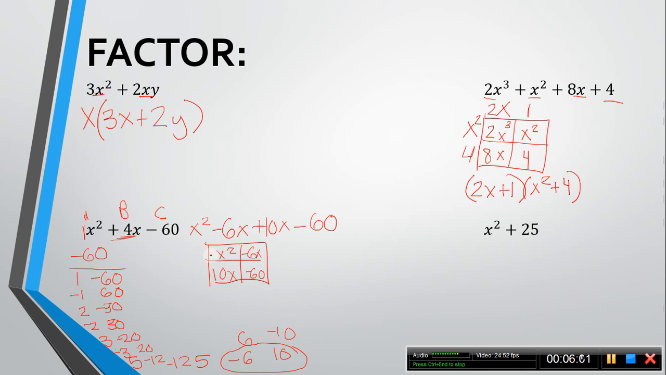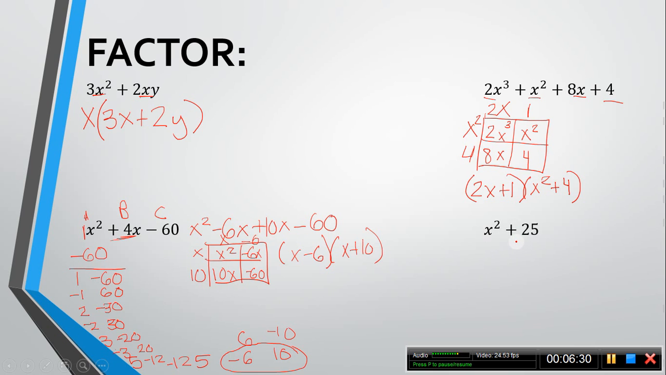So it looks like I have an x going this way and an x going down. X times what will give me 10x? 10. 10 times what will give me negative 60? Negative 6. Then for good measure, negative 6 times x is negative 6x. So I have x minus 6 and x plus 10.